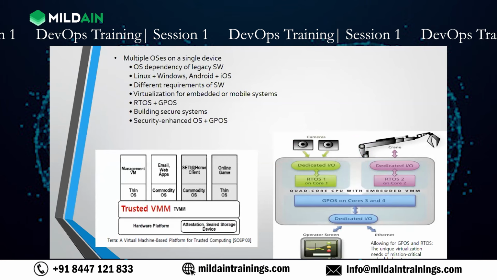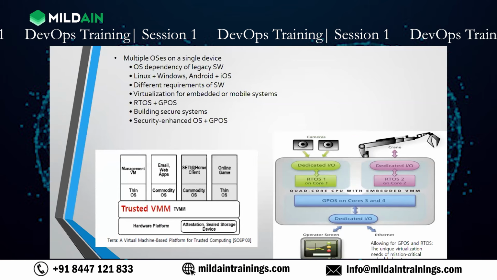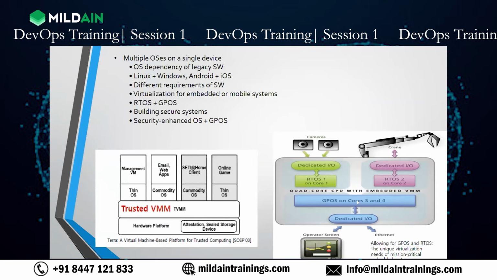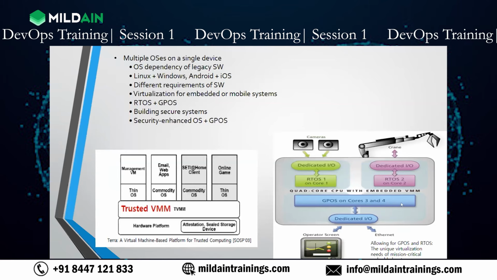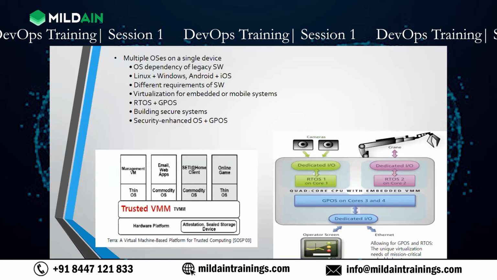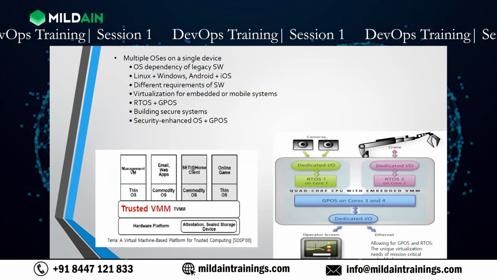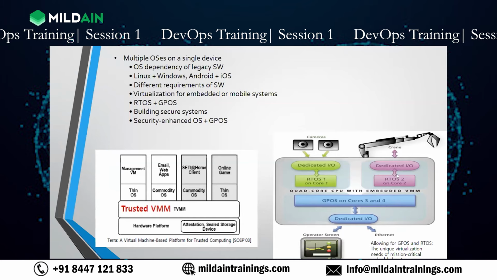So allowing the GPOS and RTOS, if you see in this picture, we have the dedicated IO, operator screen, then GPOS core 3 and 4. Here, we have completely different OS, GPOS and RTOS, core 1 and dedicated IO. So if we see here, we need different things.